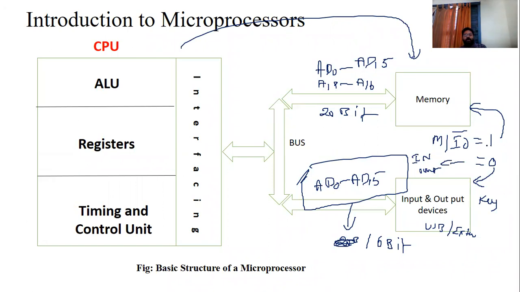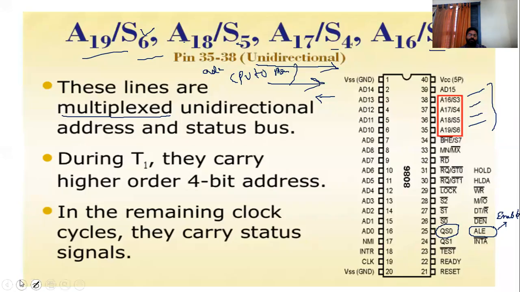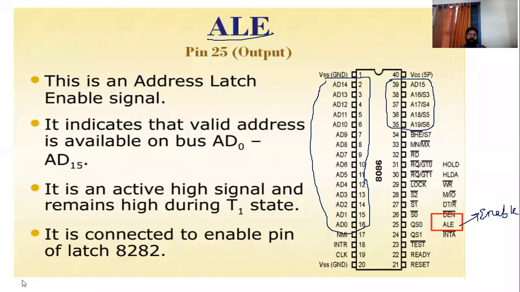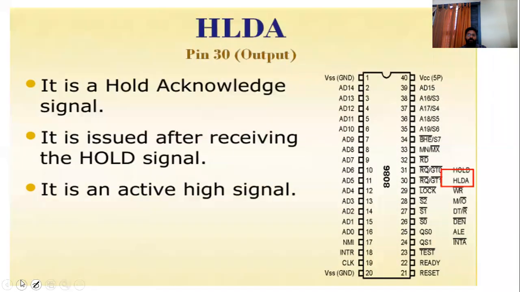Remember, whenever you write in the programming the in and out instruction, in means input device, out means output device. At that time only the microprocessor knows we are working with the input output devices, and at that time this M by IO bar pin is equal to 0, and the CPU is connected to the input output device. Otherwise it is always equal to 1, so it is always connected to the memory.